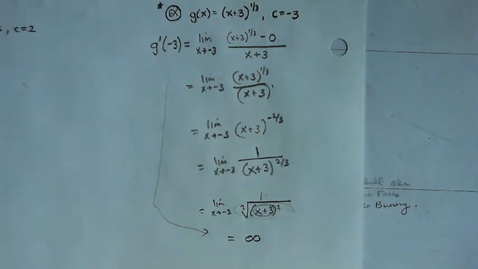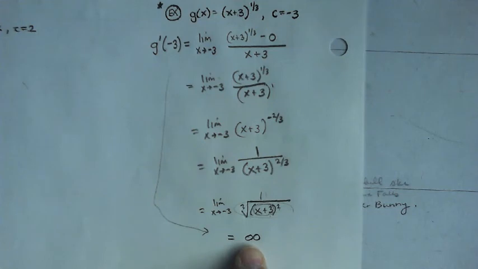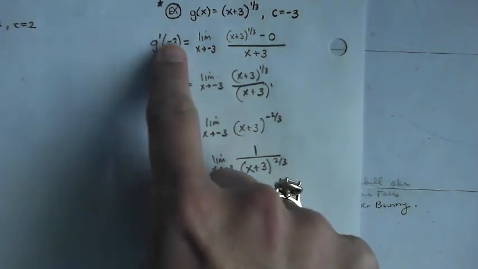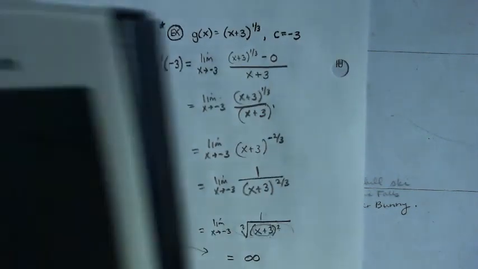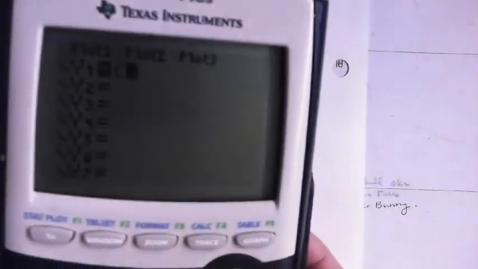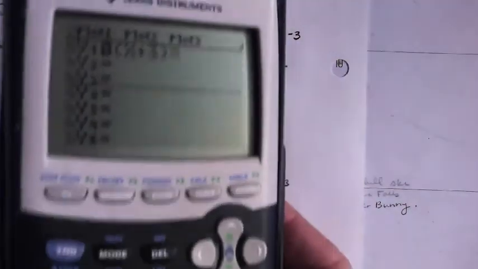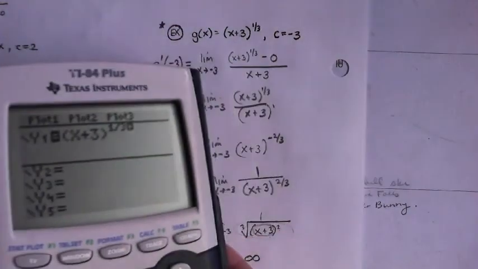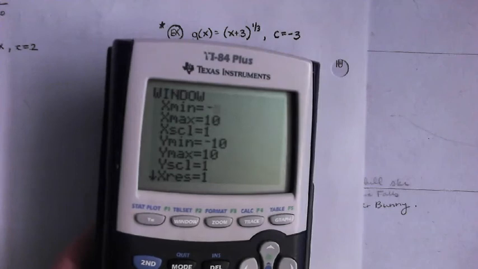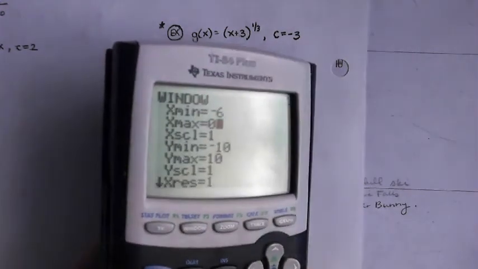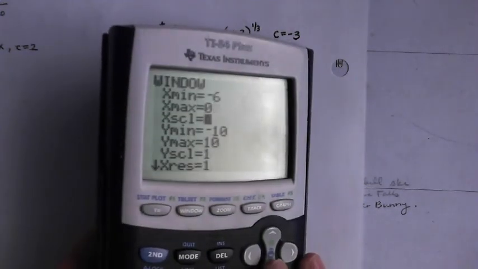Maybe. The point is, we know that having a limit of infinity is a does not exist limit, right? It's just a more specific version of does not exist. So essentially, the derivative at -3 supposedly doesn't exist. And let's look at it and see why. So x plus 3 to the 1/3 power. And let's go from -6 to 0 so that the location at -3 is right in the middle of that.